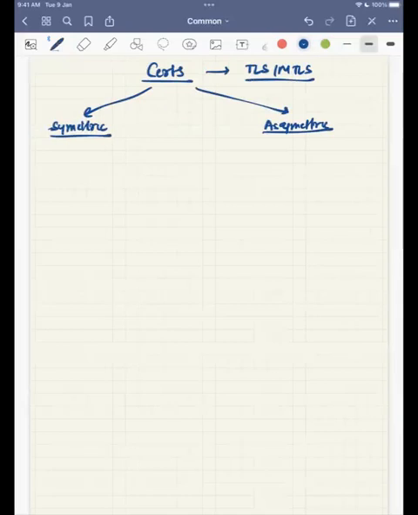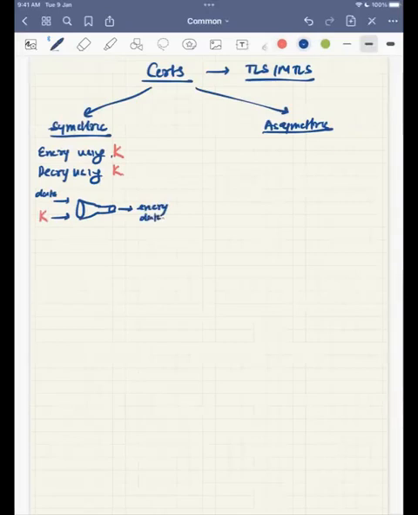Okay, so what is symmetric? Symmetric is that you encrypt using a key and then you decrypt using the key. Let's say you have a funnel, and magically you give data and key and then you get encrypted data out. Similarly, you have a key and you have encrypted data, and then the data comes out. So this is basically symmetric key.